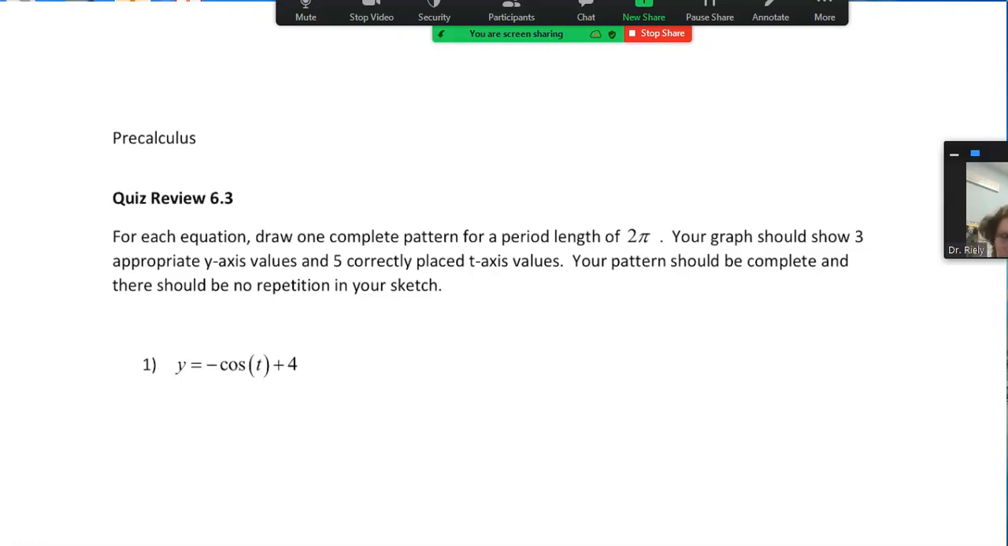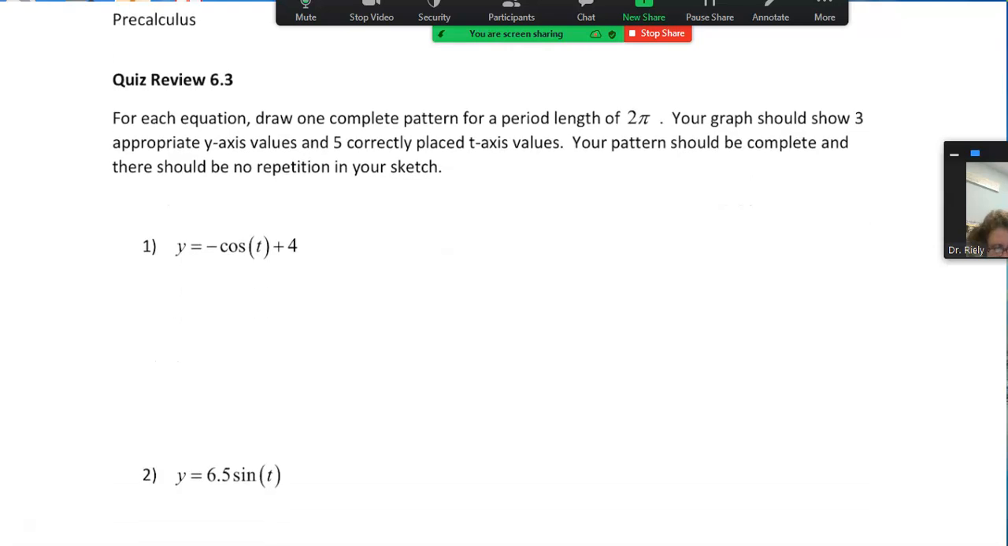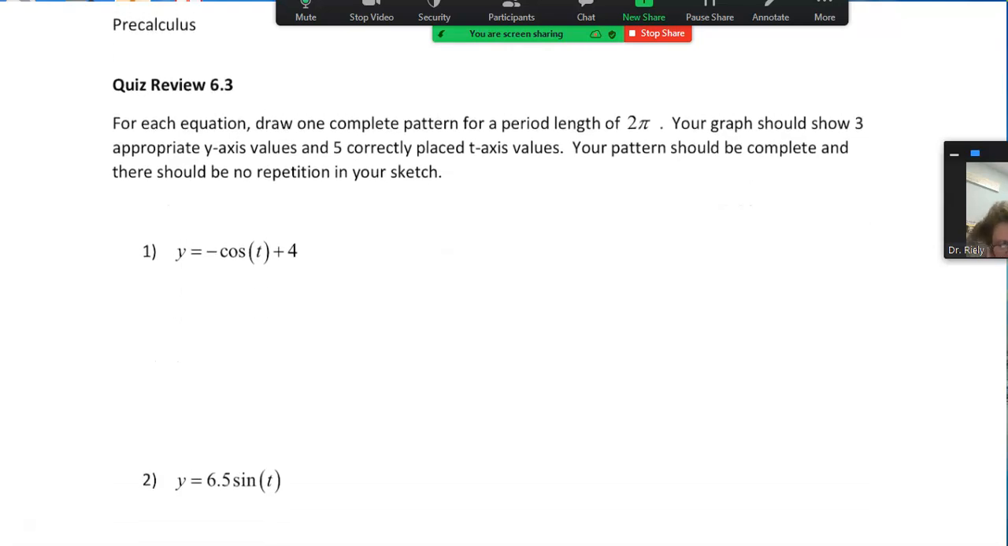Okay, in this video, I'm going to go through the test review for 6.3. So here's your first equation. I'm going to keep a little list of what the changes are. I'm going to put it to the right of the problem. So our first problem is y equals negative cosine t plus 4.